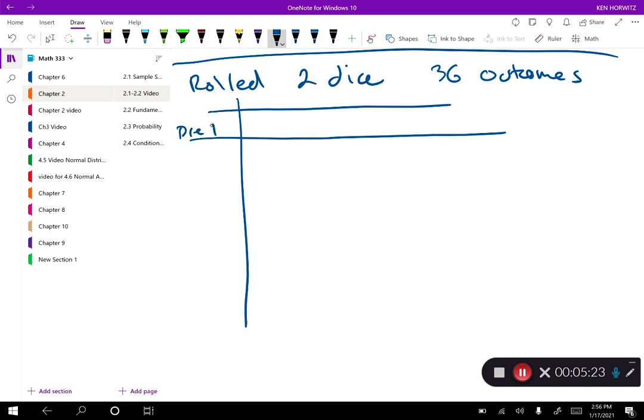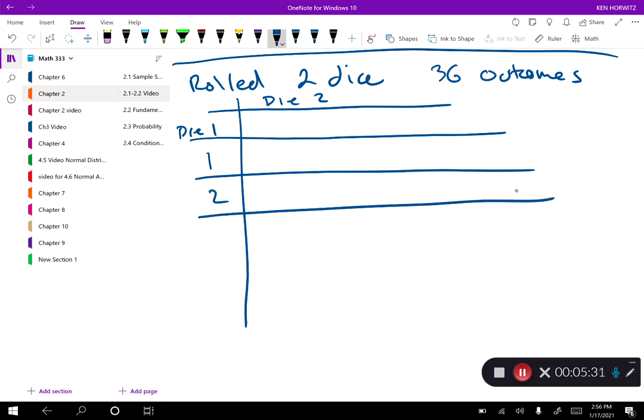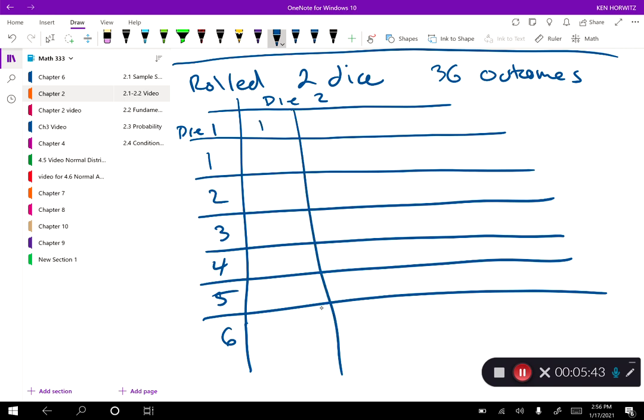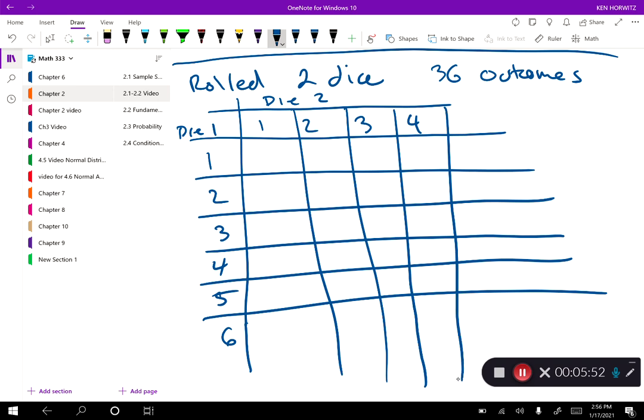There's die 1. There's die 2. For die 1, the sample space is just 1, 2, 3, 4, 5, 6. For die 2, it's 1, 2, 3, 4, 5, and 6. And when you roll 2 dice, you're going to get 2 different numbers.